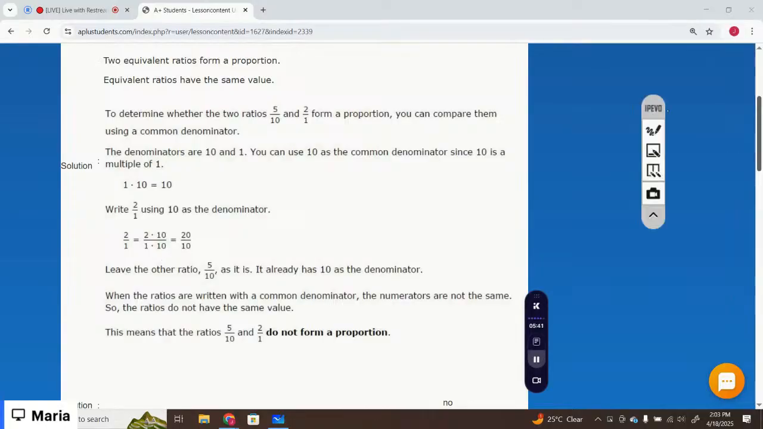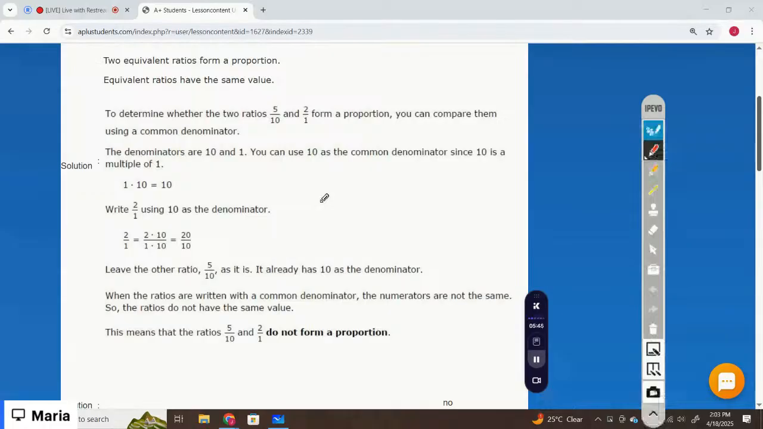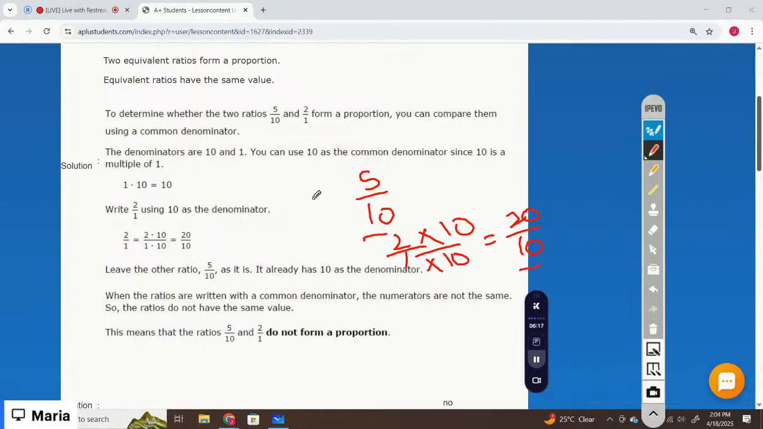So that is 5 by 10, and basically we have to make the denominators the same, right? We have 5 by 10 and 2 by 1. We need to make the smaller denominator equal to 10, so let's just multiply it by 10. 10 times 2 is 20 and 10 times 1 is 10. So you can see their denominators are the same, but their numerators are different. That means they do not form a proportion.